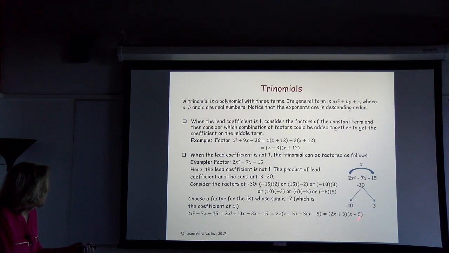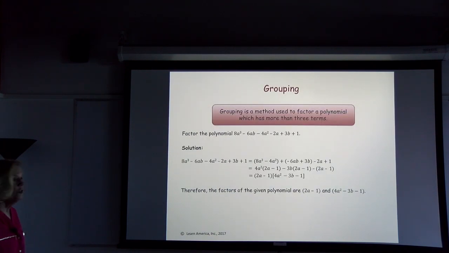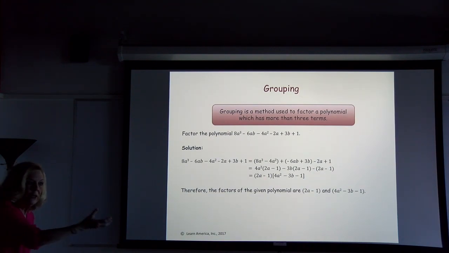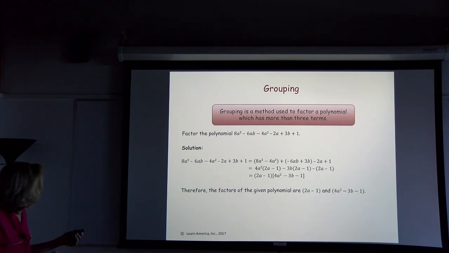So I'll make the negative 5 times the 2 for negative 10. This becomes a positive 3. Okay? Okay, grouping. Generally, you're going to use grouping if you have more than 3 terms. This one happens to have 6, and sometimes you can group it 3 and 3. Sometimes you can group it 2 and 2 and 2. So let me show you this example.